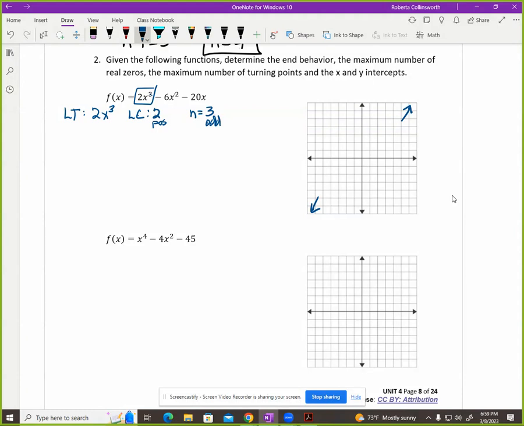I know also that I can find the y-intercept just like I did in every other polynomial function with lines or quadratics or anything. I can set y equal to 0. That means f of x is going to equal 0. No, I did that wrong. Sorry. I'm going to set x equal to 0 to find my y-intercepts.